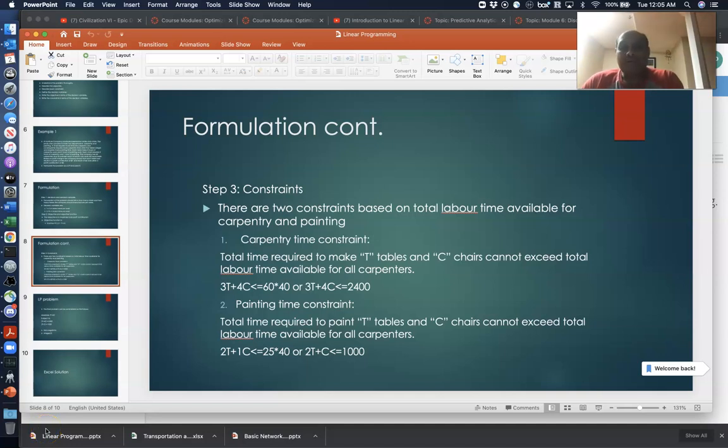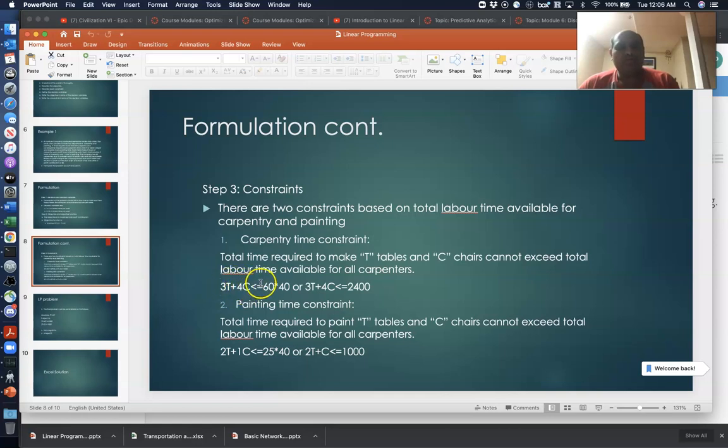Right, now for the constraints. Step 3 is the constraints. There are two constraints in this problem. The first constraint is the carpentry time constraint, and the second constraint is the painting time constraint. So the carpentry time constraint is the total time required to make T tables and C chairs cannot exceed the total labor time that's available from all the carpenters. So it will be 3 times T, because each table requires 3 hours of carpentry, plus 4 times C, because each chair requires 4 hours of carpentry.